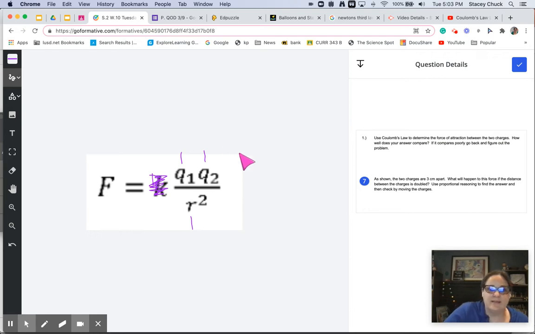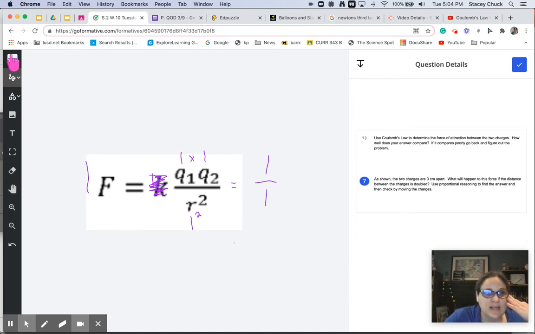Okay, so then let's do the actual calculation to figure out what force would be. So we have 1 times 1 on the top. That would be 1. And then if r is 1, we have to square it. 1 squared is the same as 1 times 1, so that would be 1 as well. 1 divided by 1, 1. So the force is 1.